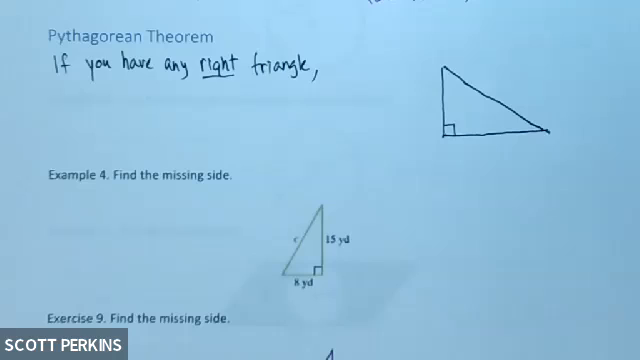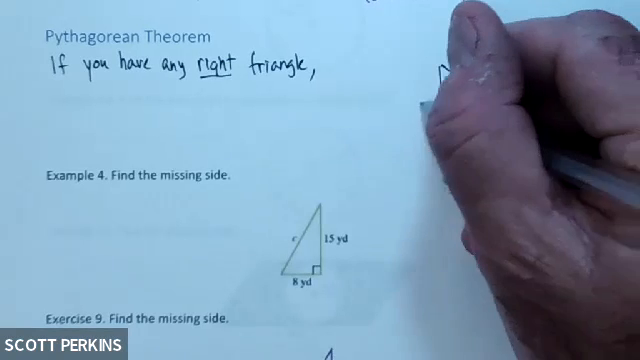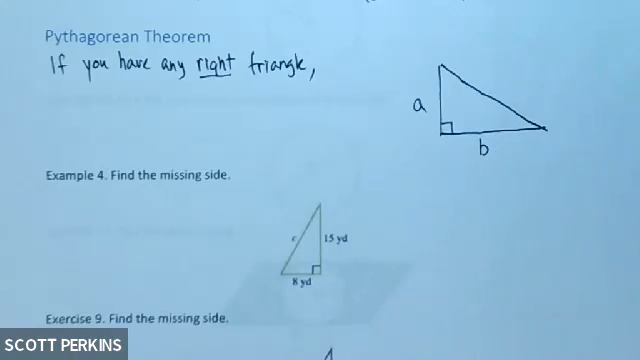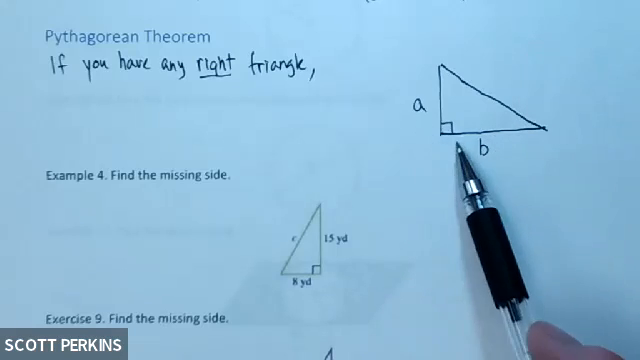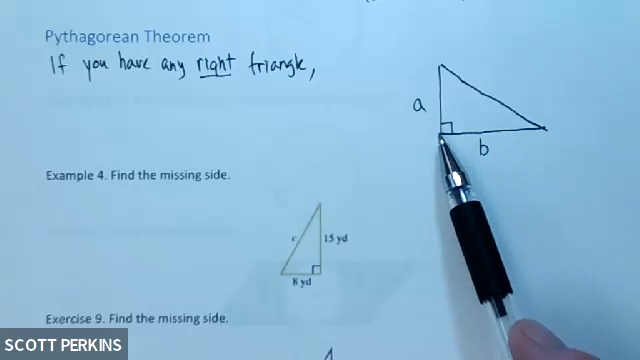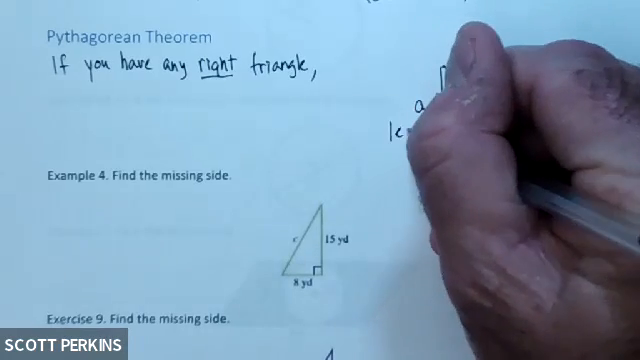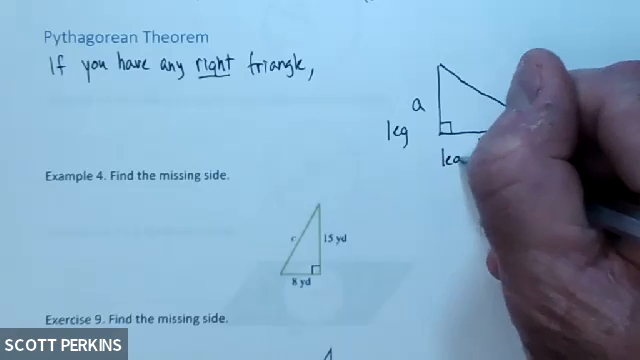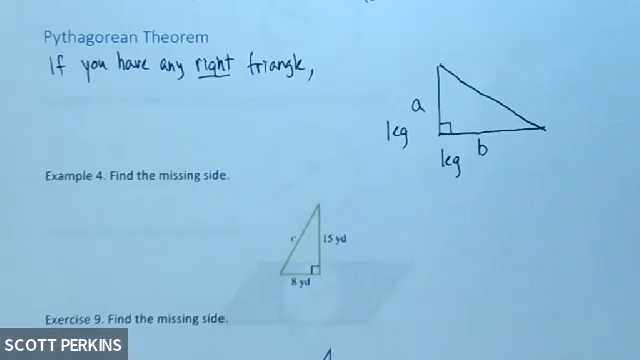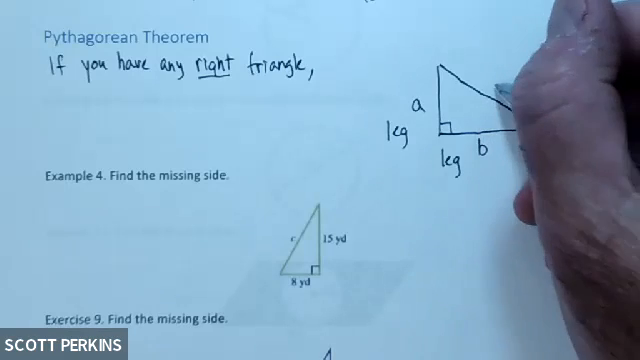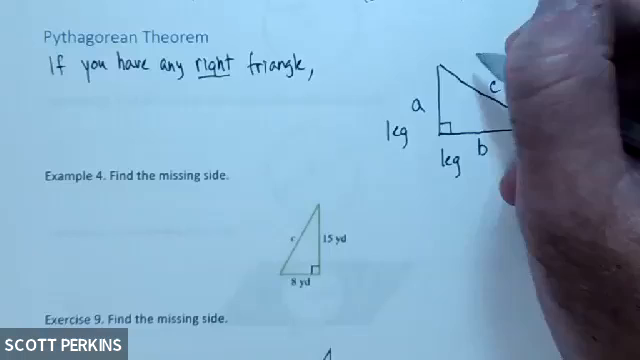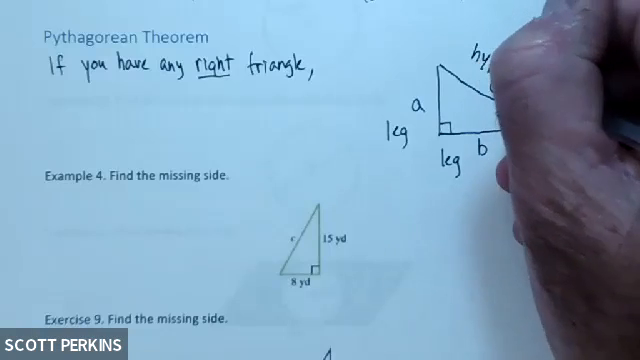Traditionally, you could use any letters you wanted, but the letters math people use for a right triangle are A and B for these two sides. Now, these two sides that surround the right angle are called legs. So this is a leg right here, and this is a leg, the two sides that emanate from the right angle. And then the letter C is traditionally used for this longer side, and this longer side is called the hypotenuse.